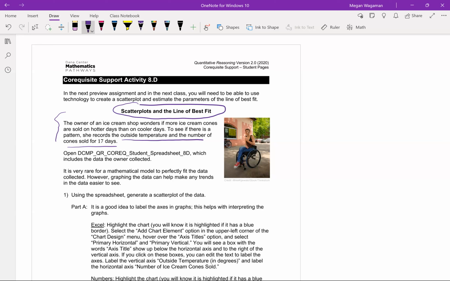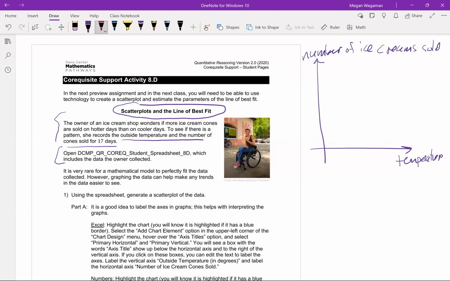We'll take a look at this spreadsheet in just a second, but basically, what this person wants to know is, if we look at the temperature, how does that impact the number of ice cream cones sold? You might have your ideas here. My guess is that as it gets hotter, people buy more ice cream. I don't know what numbers are involved, but I would expect that as it gets hotter, more ice cream cones are sold. So we will see what the spreadsheet shows.